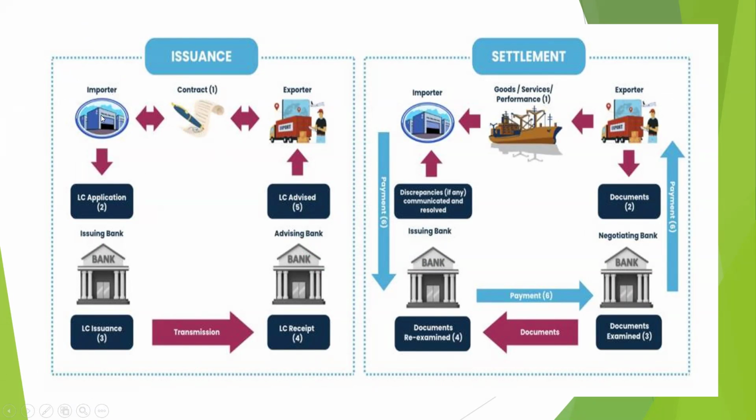Same way, the importer will give the LC application to the issuing bank. The issuing bank will issue the LC, and that LC will be transferred to this bank, the advising bank. LC is received by the advising bank, and this person will advise it to the exporter, and the exporter will make the shipment.